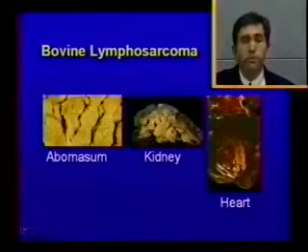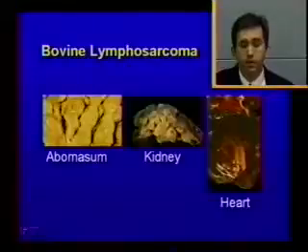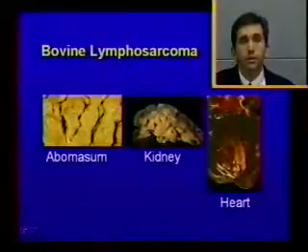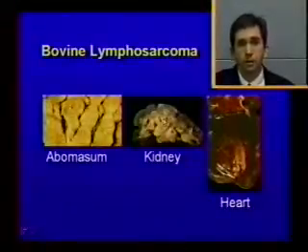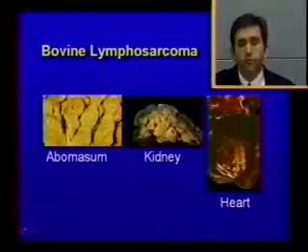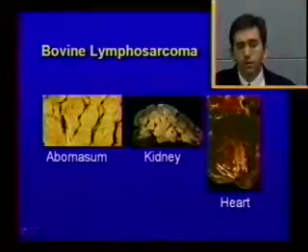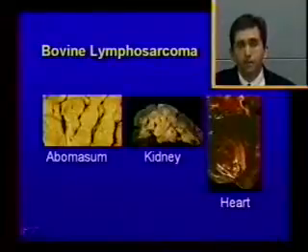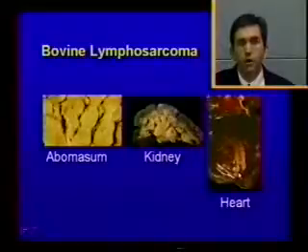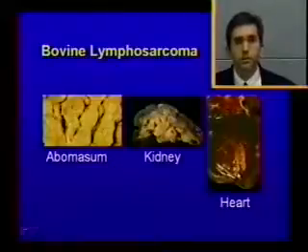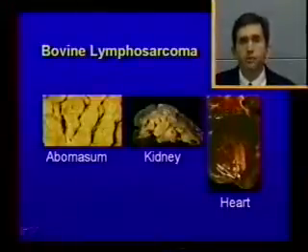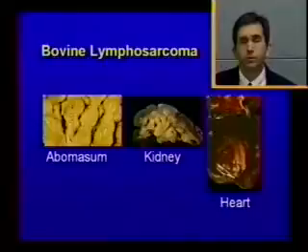The kidney can also become infiltrated, and the arrow is outlining the area of the kidney that contains the tumor. It's this pale, tan, homogeneous tissue, which is lymphosarcoma. And then in the heart, in cattle, lymphosarcoma will target the myocardium, and this arrow is outlining this white area in the heart that is lymphosarcoma as well. So I think it's important for exam purposes and also for practice purposes to know the common sites of lymphosarcoma in cattle.